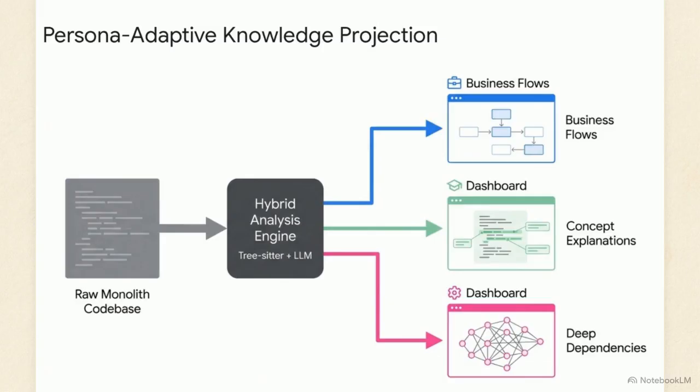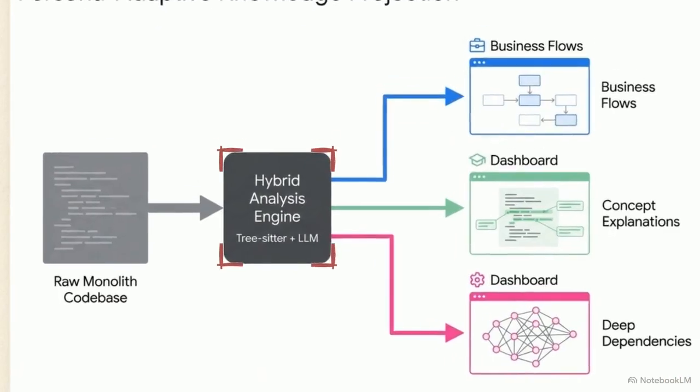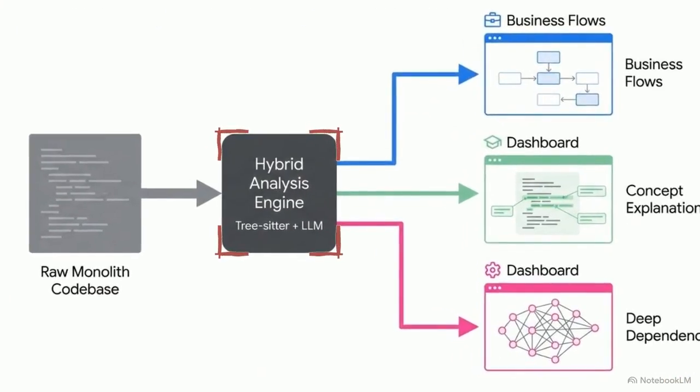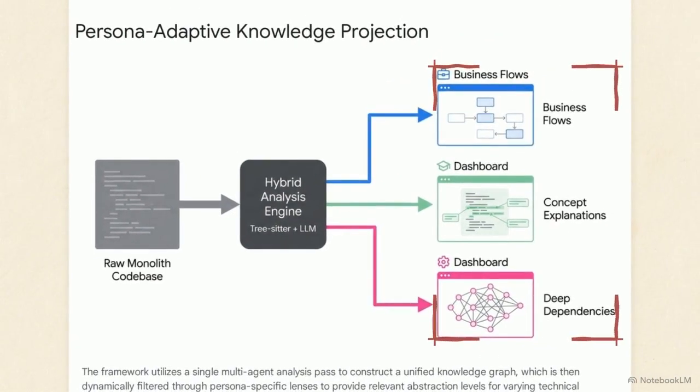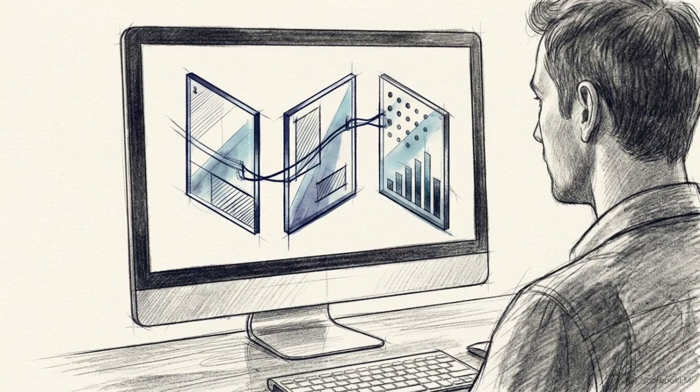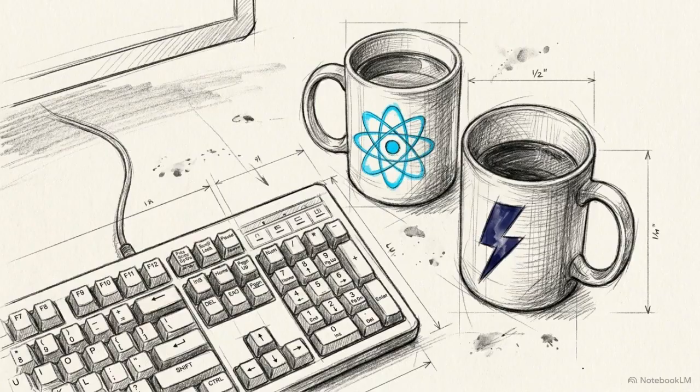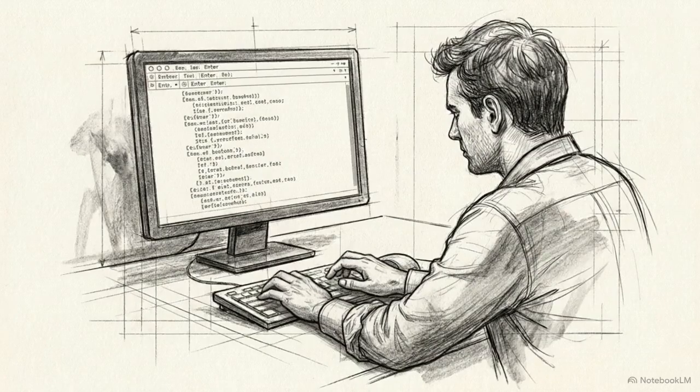This diagram illustrates how the multi-agent output maps to the user interface. A single analysis engine projects the data into 3 distinct views: business flows for managers, concept explanations for juniors, and deep dependencies for senior architects. Developers interact with this projected data through a locally hosted web dashboard, built with React and served via the Vite build tool. But here we hit the first layer of operational friction.